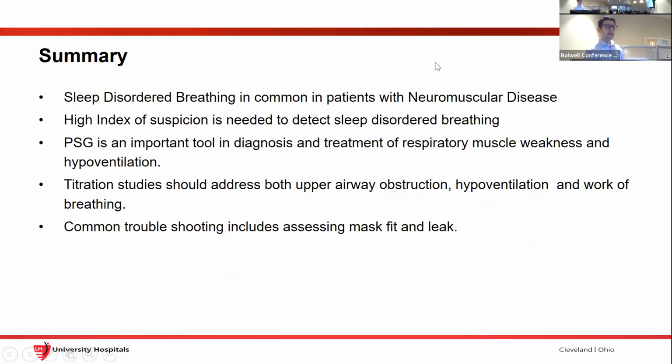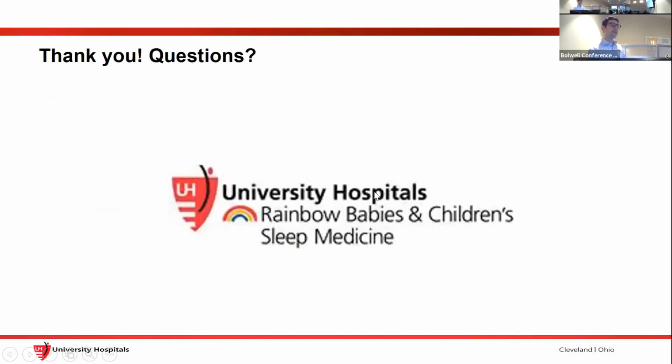So in summary, sleep disordered breathing is common in patients with neuromuscular disease. You need a high index of suspicion to detect sleep disordered breathing. PSG is an important tool in diagnosis and treatment of respiratory muscle weakness and hypoventilation, and then titration studies to address upper airway obstruction, hypoventilation, and work of breathing. And common troubleshooting includes assessing mask fit and leak.